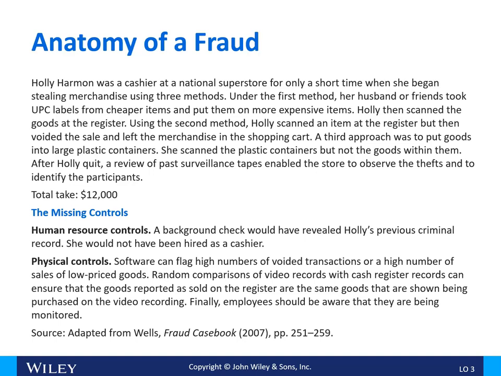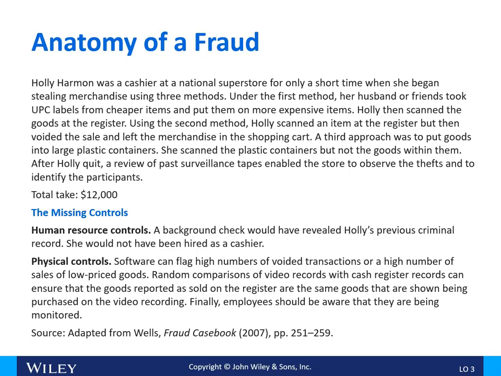And in Chapter 7, we get into more controls, but as we said before, we're going to see some of these along the way because it's always good to talk about controls. Two controls that we're missing are human resource controls. So if they would have done a background check, they would have found out about Holly's previous criminal record. So if she had a criminal record, she probably shouldn't be a cashier.